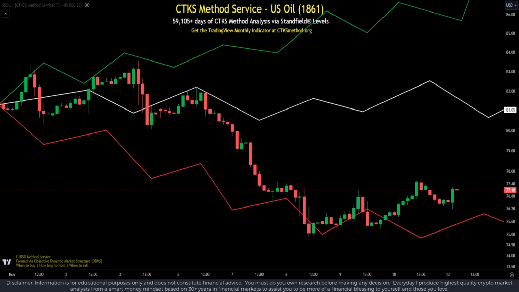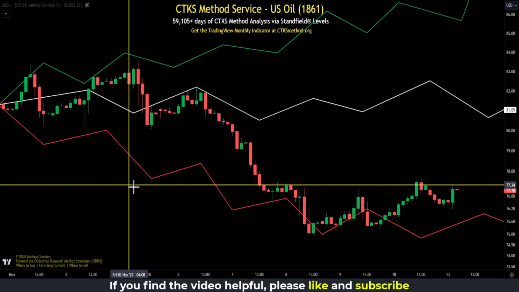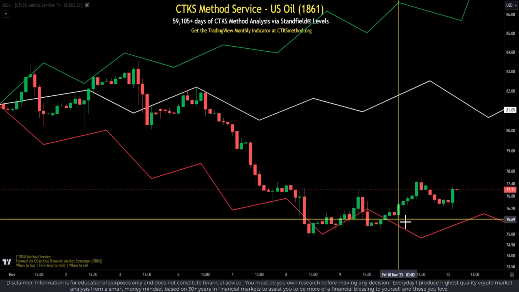If we look at the price paths for US oil, and that's been trading for nearly 60,000 days, we can see it's also following the negative price path.